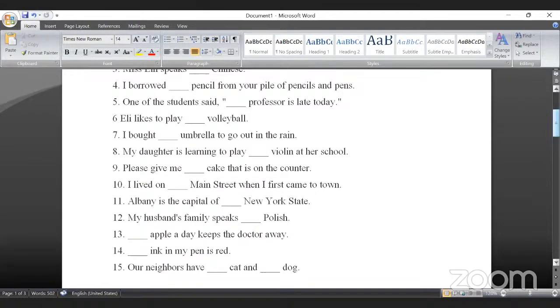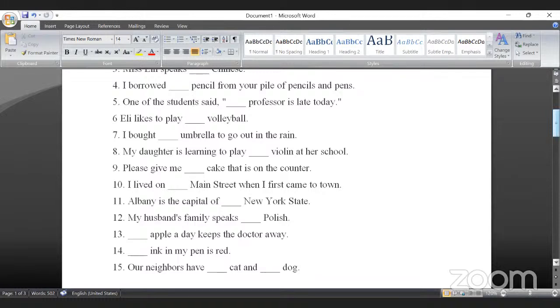Ninth one: please give me dash cake that is on the counter. The cake. So why did you say the cake? Why not just cake? Please give me cake that is on the counter. We have specified that, right? I want the one that is on the counter, not any cake, right? So anytime you have specific things added to it, it's the, no doubt on that.